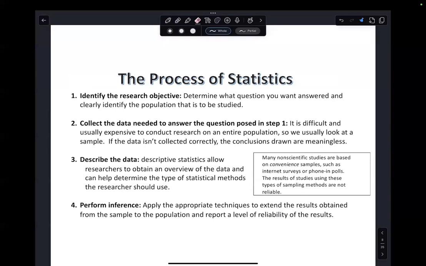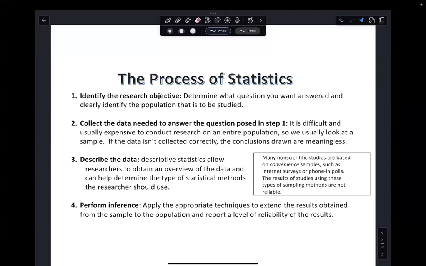This little box right here talks about convenient samples. So one example I like to use is, if I ask the question, is President Trump doing a good job? I'm going to get very different poll results if I put that poll on MSNBC than I am if I put that poll on Fox News.